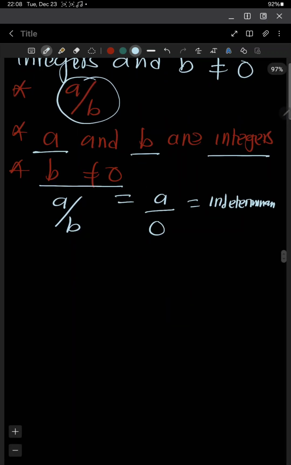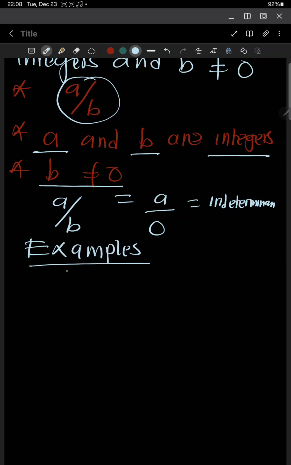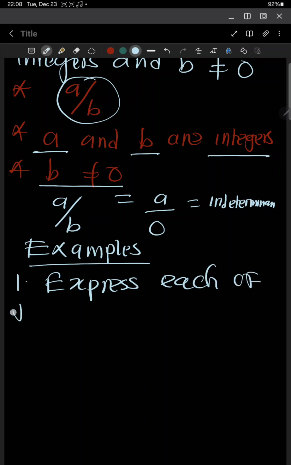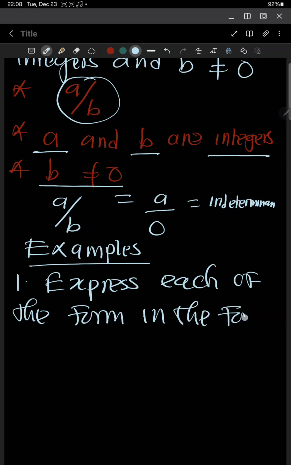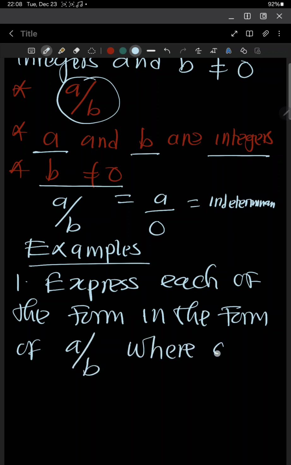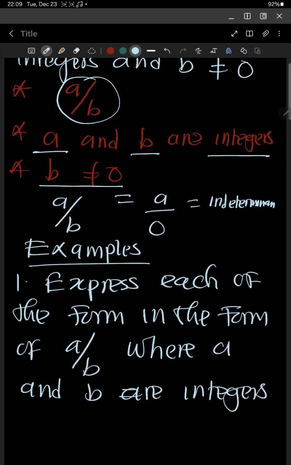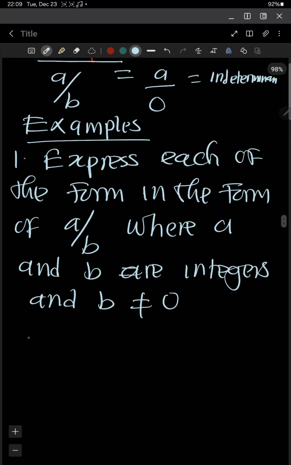So this is our first example. Example 1: express each of the following in the form of A over B, where A and B are integers and B is not equal to 0. So this is our first question, question A.